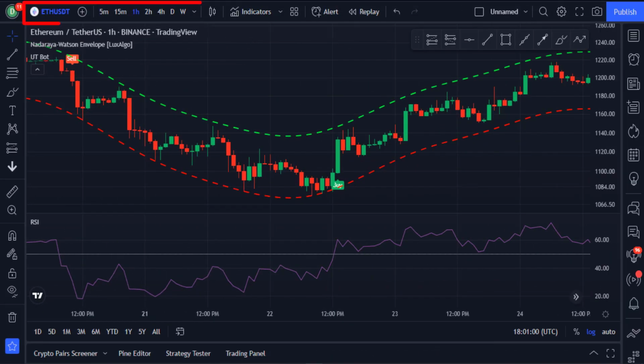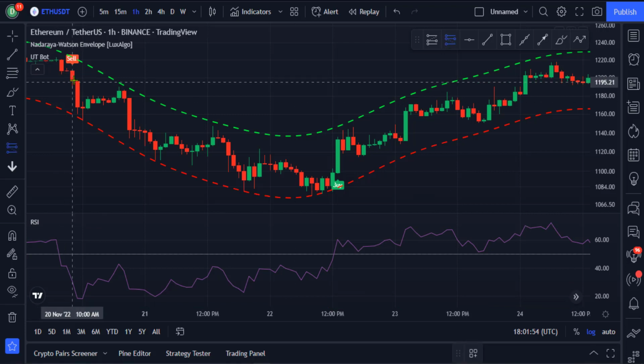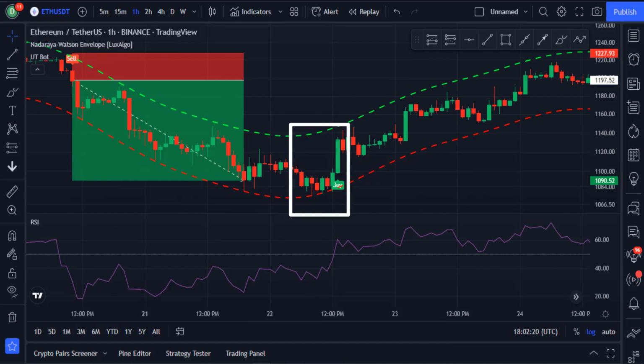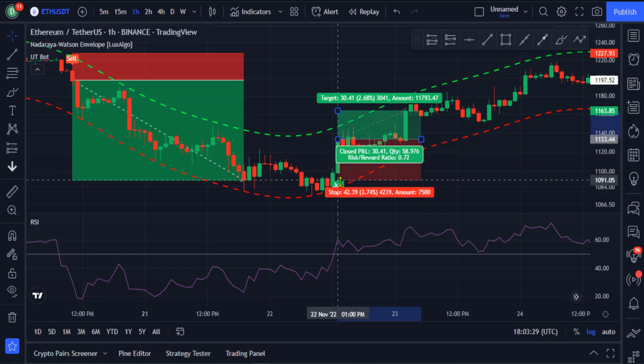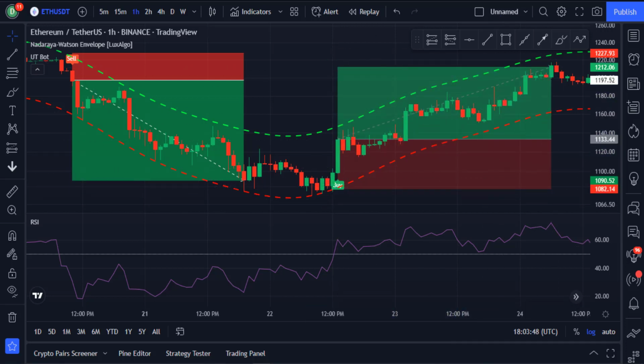Here on the chart, we are trading on the Ethereum USDT contract, and on the 1-hour time frame. You can see that when you got this sell signal from the UT bot indicator, the RSI had already crossed below the 50 mark of the indicator, and you could have placed a short trade like this and extended your profit target up to this level. Now, when the price reached this extreme point on the Nadaraya envelope, you got another buy signal. Notice that the RSI has crossed back above the 50 mark of the indicator, which would have made you take an aggressive long trade like this, and you could have extended your profit target up to this level as well. So this strategy works really well if you implement it, as I show in this video.